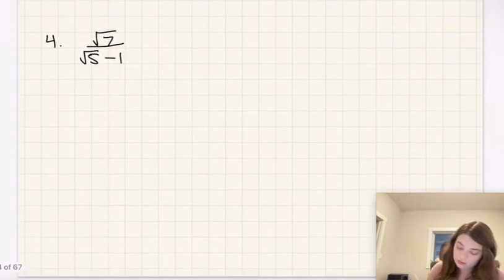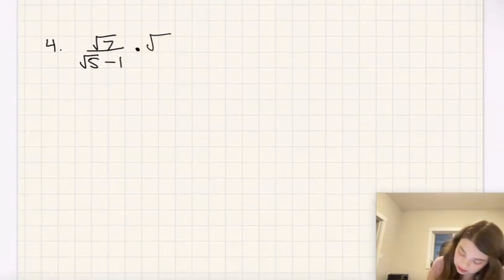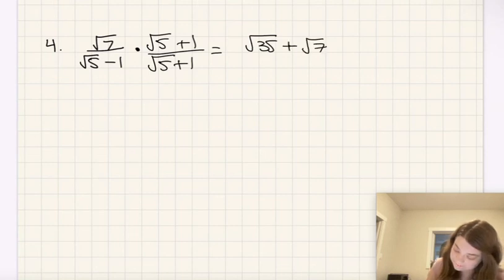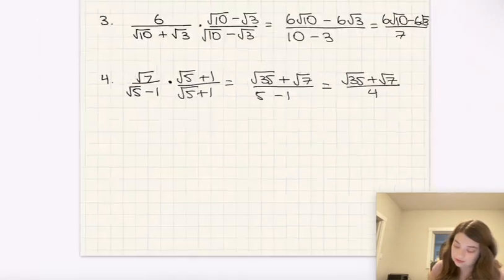All right, let's do one more. We're going to multiply both by the conjugate. So root 5 plus 1, which gives me root 35 plus root 7 over 5 minus 1, which is just going to be root 35 plus root 7 over 4. And so there we go.